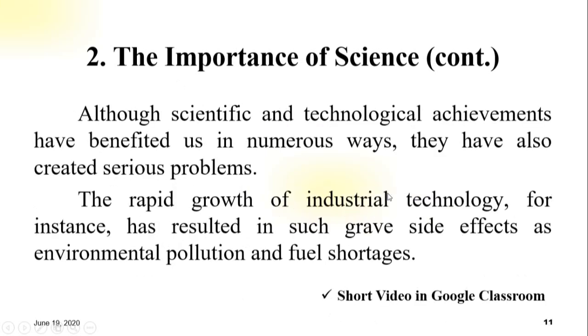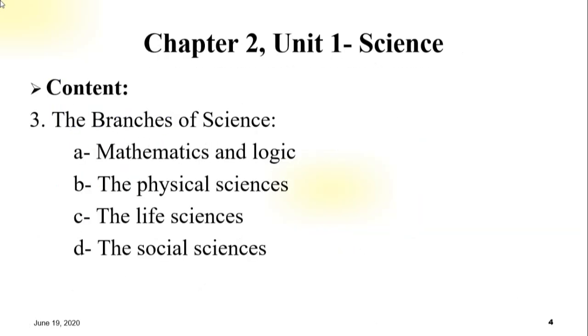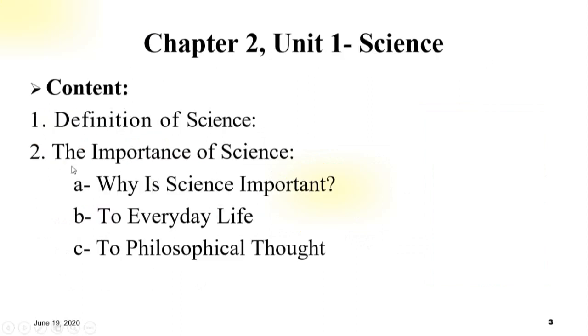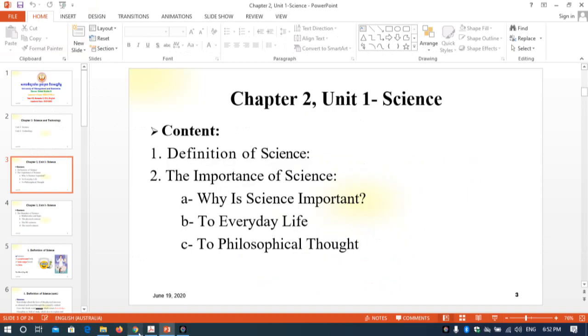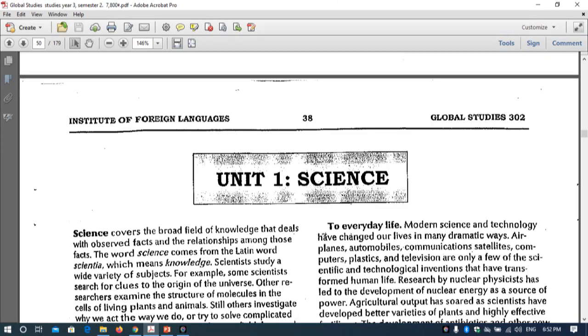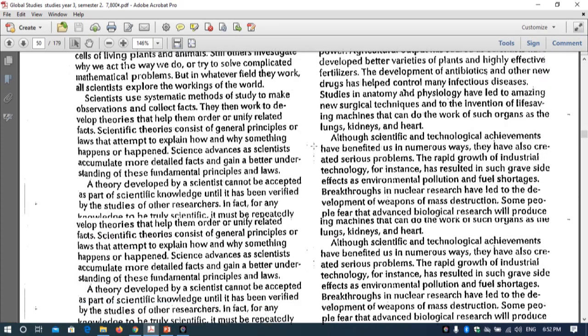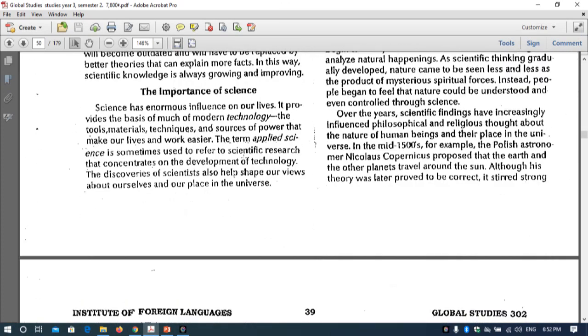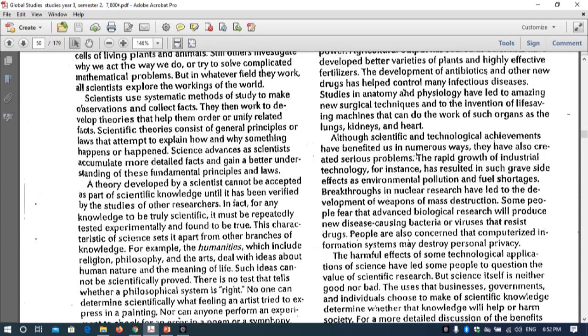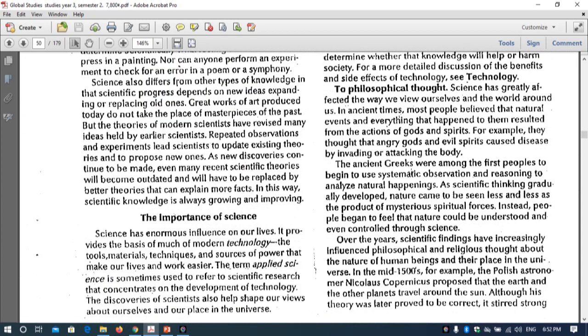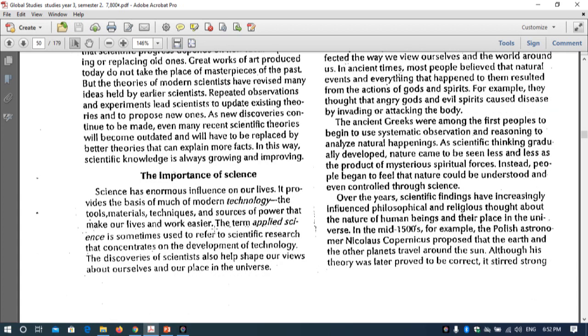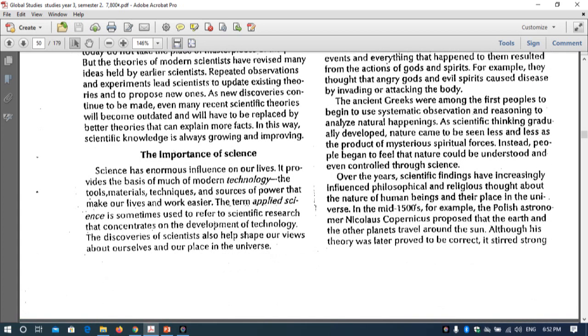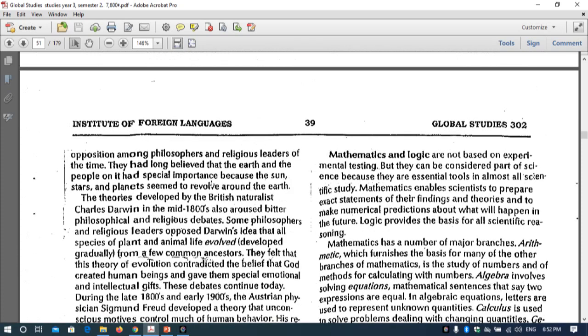So now I will review again numbers 1 and 2. Number 1 just talks about the definition of science. Number 2 talks about the importance of science: why is science important to everyday life and to philosophical thought? This is the textbook on page 38, Unit 1, Science: the definition of science and the importance of science, to everyday life and to philosophical thought. But I added one more point: why is science important?